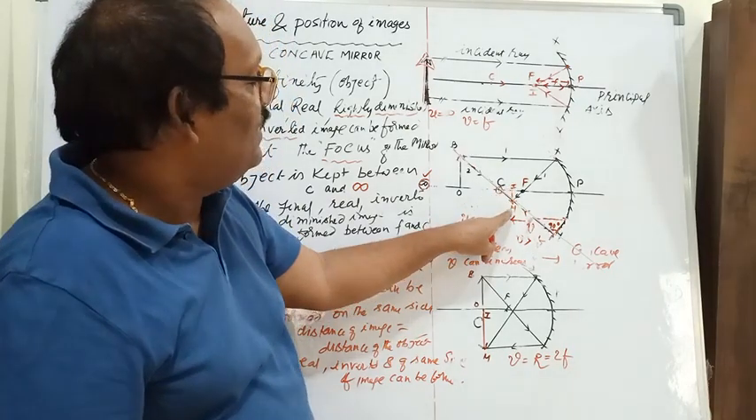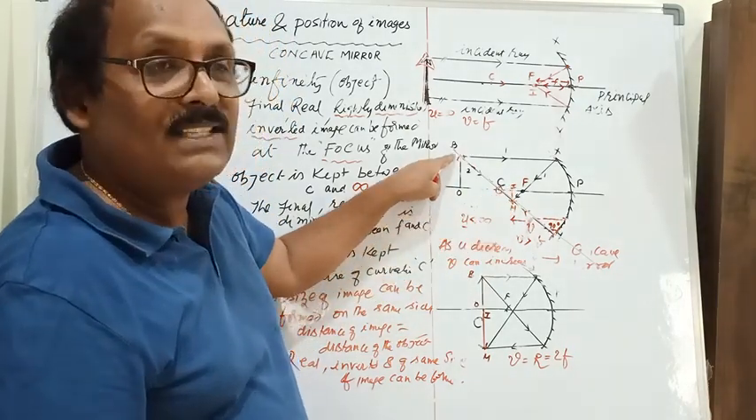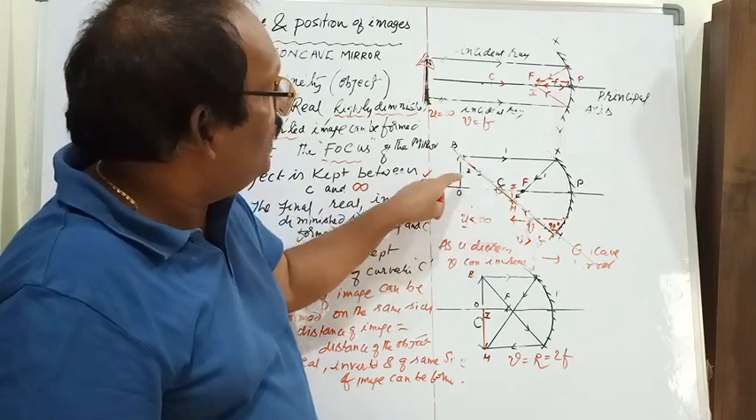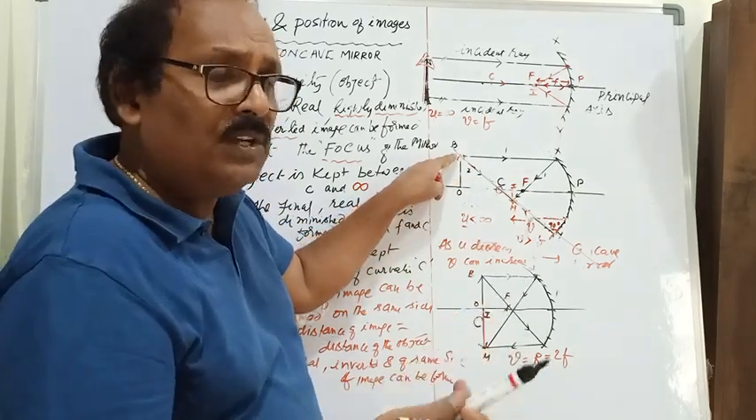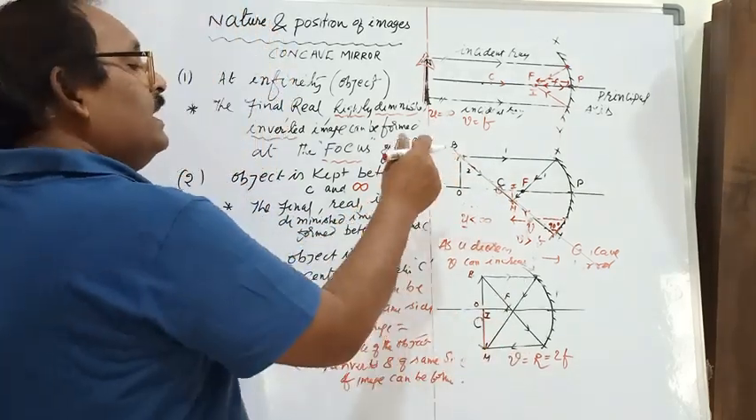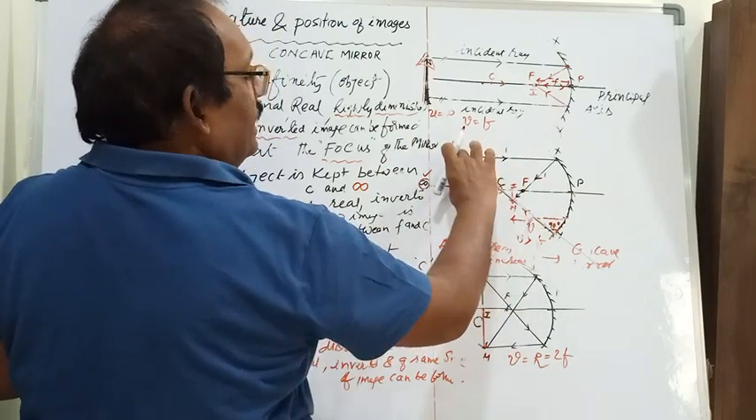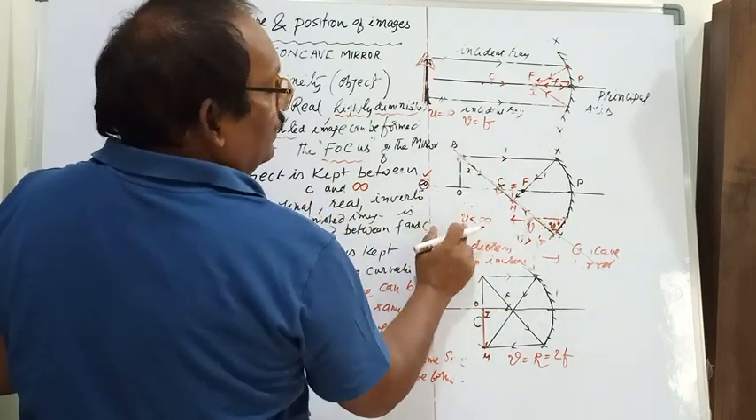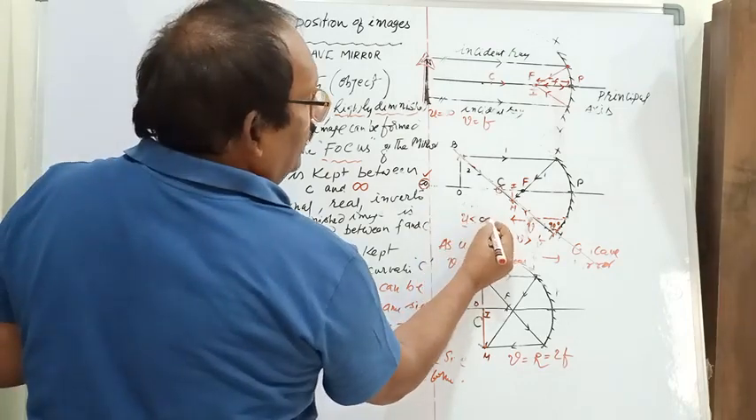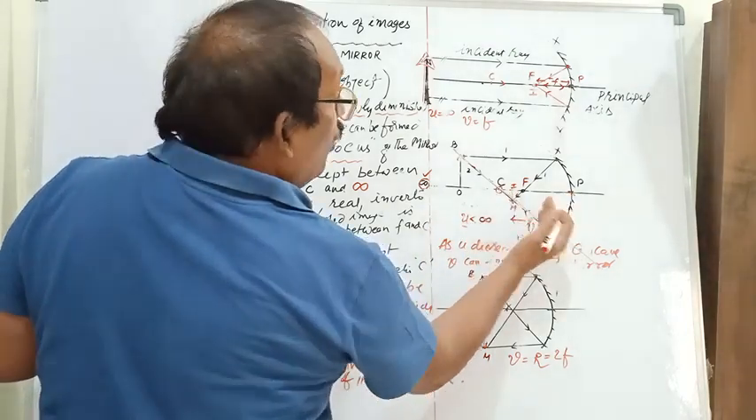IM is the size of the image. OB is the size of the object. Size of the image divided by size of the object is of course magnification. The magnification value is also less than 1 here, because the size of the image is less than the size of the object. Hence magnification is less than 1. So here the distance of the object is less than infinity and the distance of the image will be more than focal length.